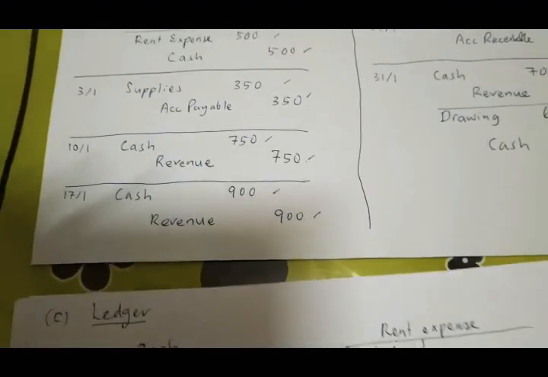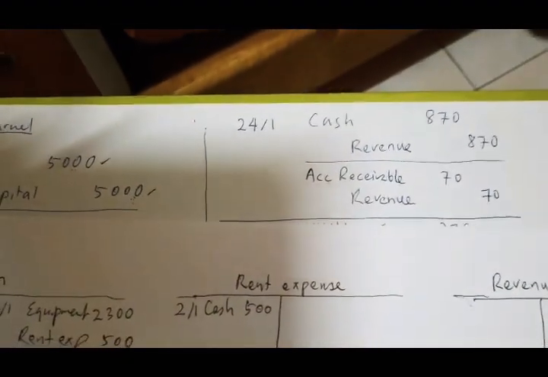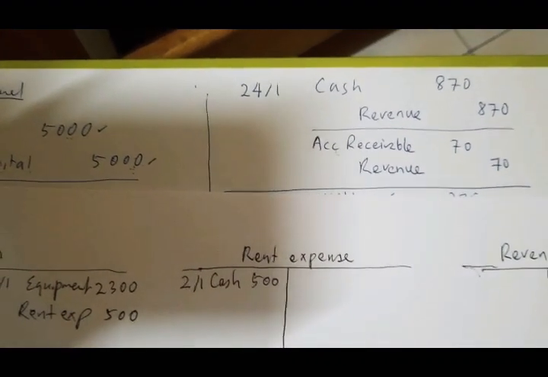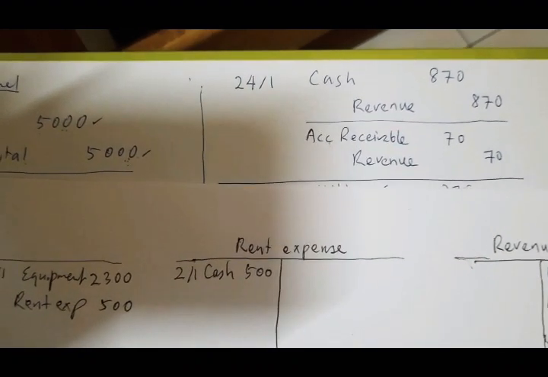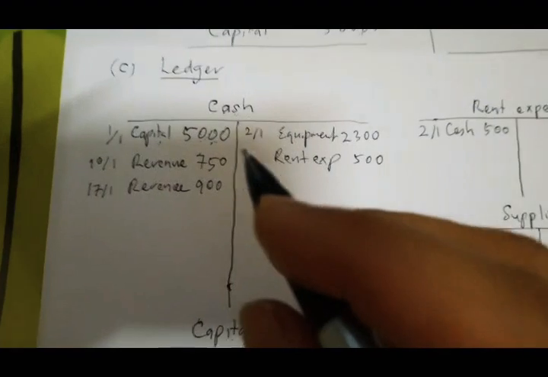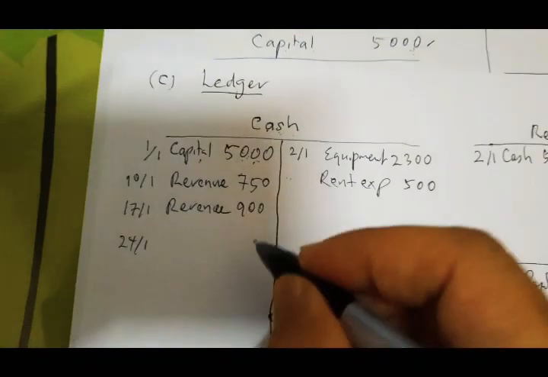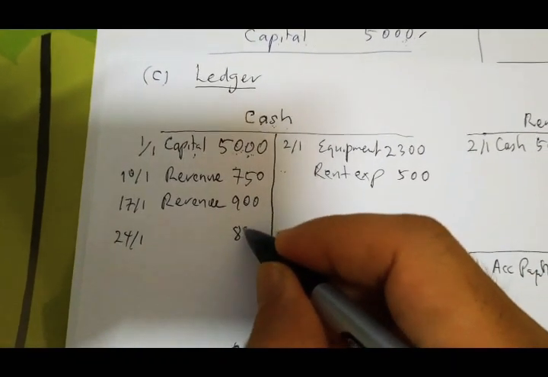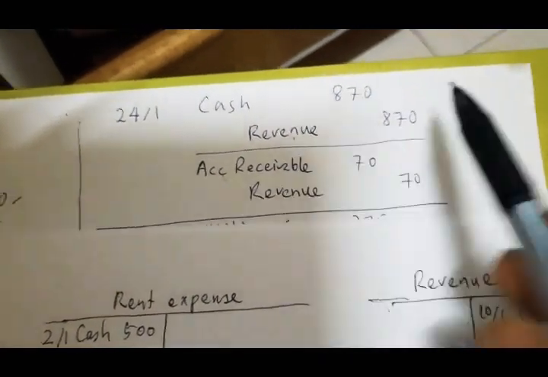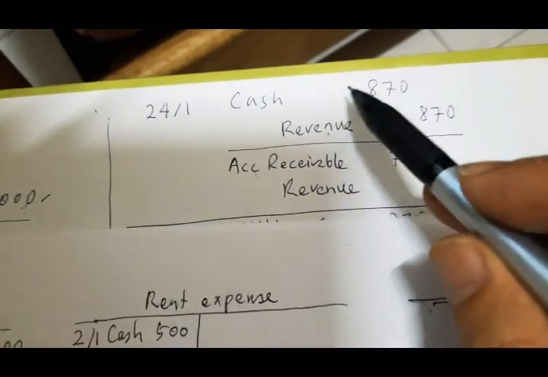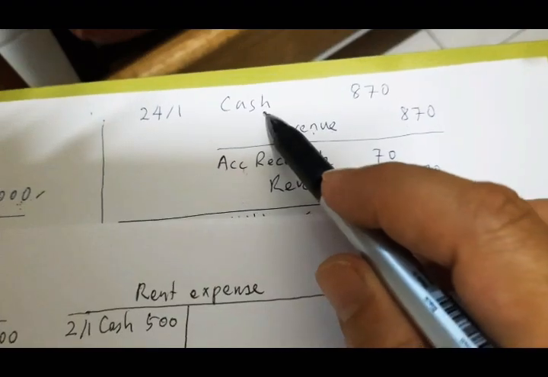Okay, now we have to do this to all the journal entries. So now the journal entries on the 24th of January. 24th of January, debit cash 870. So this is account cash. You have to debit 870. Refer to which account? Refer to account revenue. These two accounts go together. You debit cash, refer to account revenue. You credit revenue, refer to account cash.